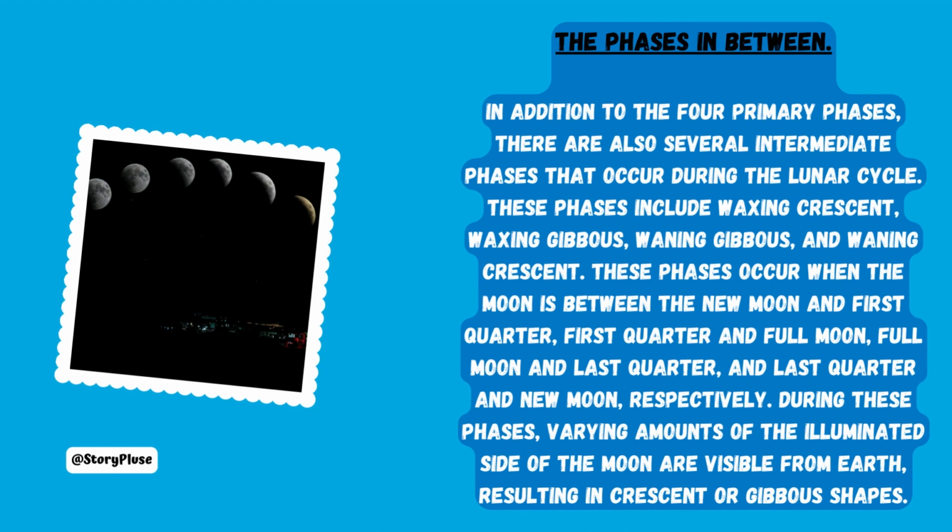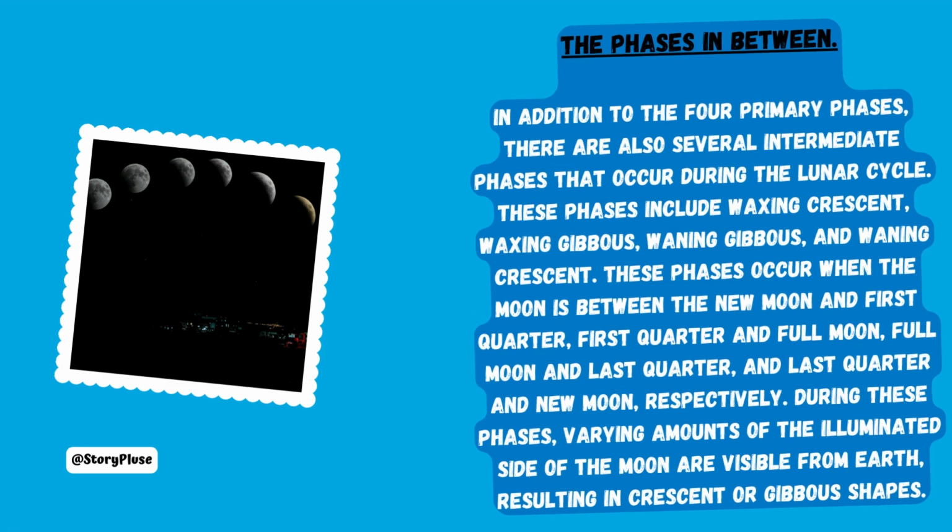The phases in between. In addition to the 4 primary phases, there are also several intermediate phases that occur during the lunar cycle. These phases include waxing crescent, waxing gibbous, and waning crescent. These phases occur when the moon is between the new moon and first quarter and full moon and last quarter and new moon, respectively. During these phases, varying amounts of the illuminated side of the moon are visible from Earth, resulting in crescent or gibbous shapes.